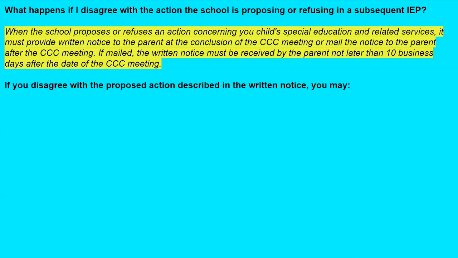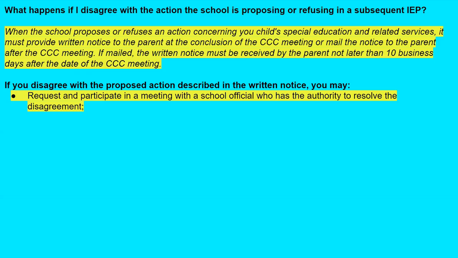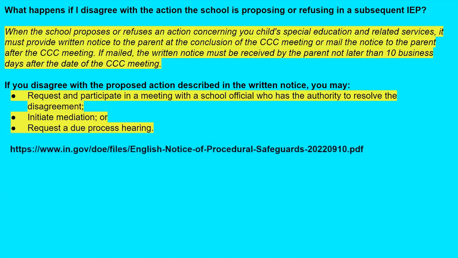And if you disagree with the proposed action described in the written notice, you may request and participate in a meeting with a school official who has the authority to resolve the disagreement. This may be a school principal, it may be the special ed coordinator, or even the special ed director. You could also initiate mediation, which would most likely require somebody maybe outside of the school to come in and listen to both parties. And then if that doesn't work, then you could request a due process hearing where the school hires a lawyer, you hire a lawyer, and you take your case before a judge.